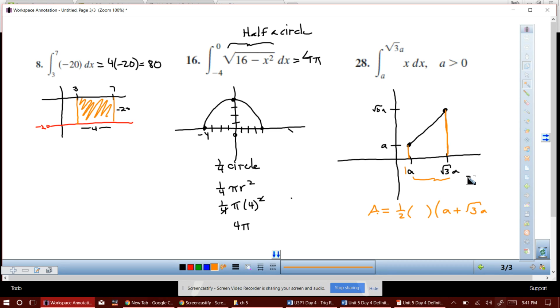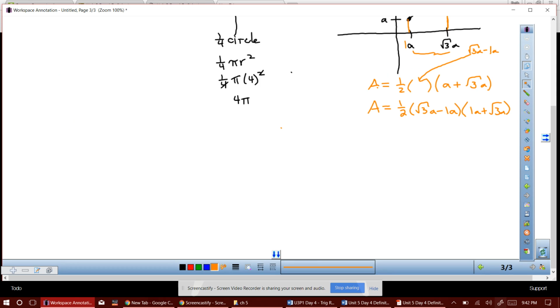So how many units is it to go from 1a to square root 3a? Well, again, think about distance. That would be the square root of 3a minus 1a, right? So I can put that in right here. 1/2, and the distance between them would be the square root of 3a minus 1a. And this distance right here was 1a plus square root 3a, like that. So we can start thinking about factoring out an a.